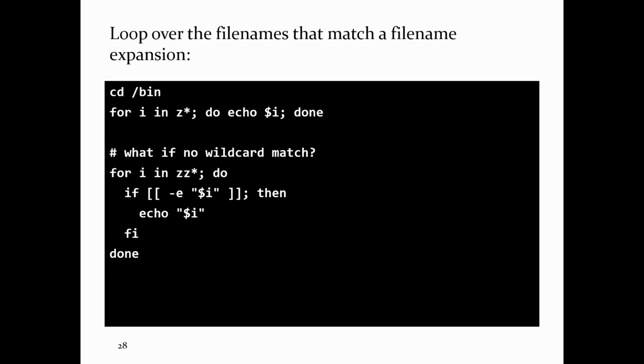So if I go into the bin directory and I write for i in z star, what does z star match? It matches every file name that begins with a z. So for every file name that begins with a z, echo out the file name. So we can try that and see if it actually works.